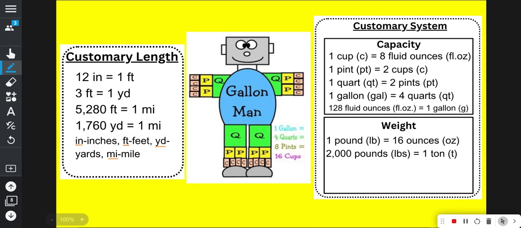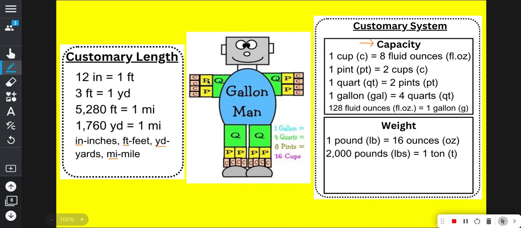In the middle, you'll see Gallon Man. He helps us with our capacity. Capacity is our measurement. Now, Gallon Man, I like to say, is kind of built like our body. A gallon is the big main body part of it, and it's the largest measurement of liquid capacity. We have 4 bones that come off of our main body. We have 2 big arm bones on top and 2 big leg bones on bottom. Those are our quarts. So 4 quarts make a gallon.